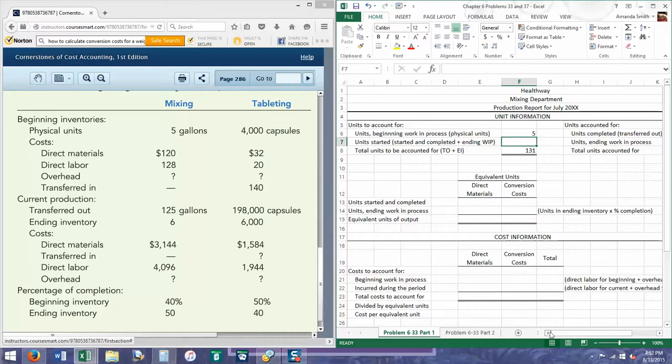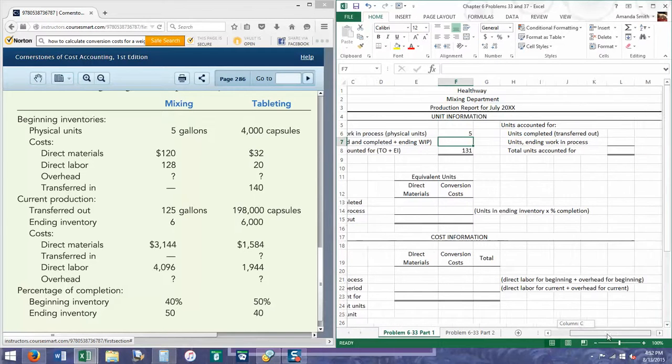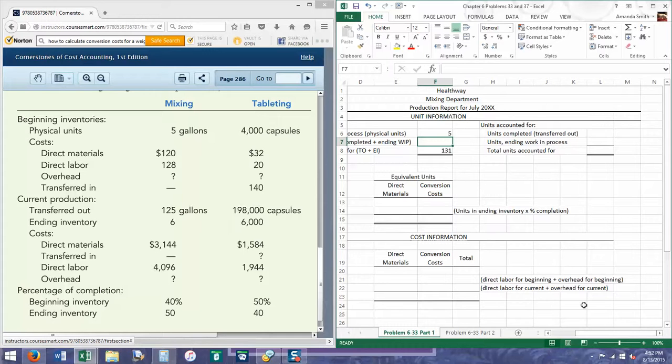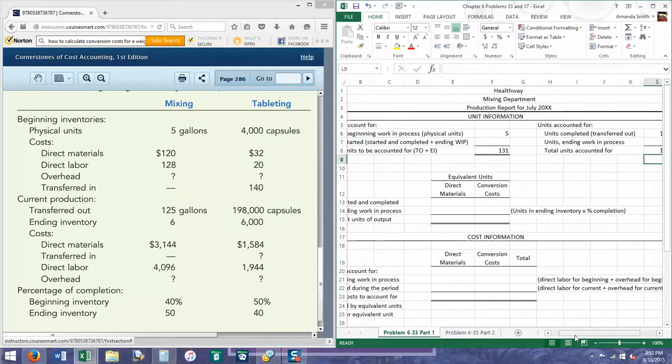And then the units to be completed, or units to be accounted for, is something that's not technically required for the homework, but it helps make things a little bit more understandable. So units completed, or the ones that are transferred out, is 125. You have 6 units in ending inventory. If you add those two amounts together, it gives us 131. So that's just another way to verify that we have the correct amount.